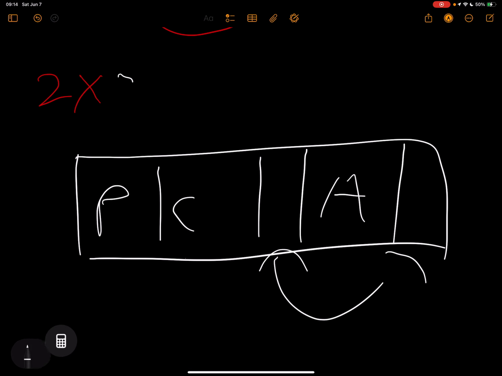So therefore, we do that and we get 4. So that is our final answer, 4 ways of arrangement.